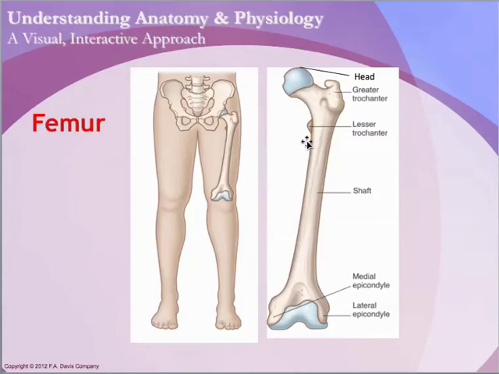The femur is the long bone of the lower body, or of the thigh. It is the longest and strongest bone in the body, so that differentiates it. It fits into the hip bone, which is a ball and socket, and then it goes down into the knee to connect with the lower part of the leg.